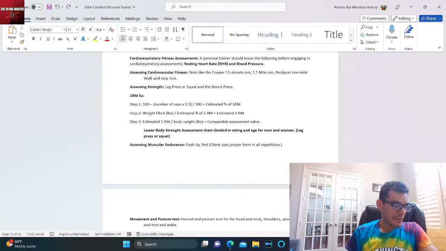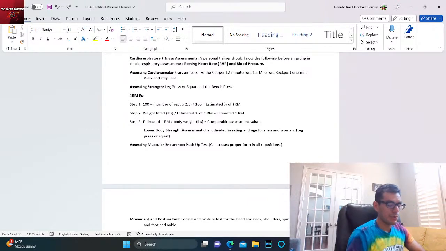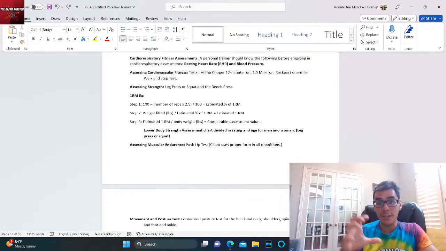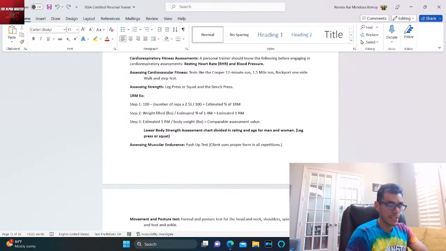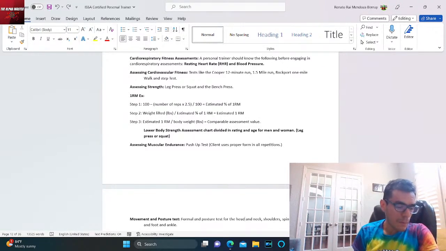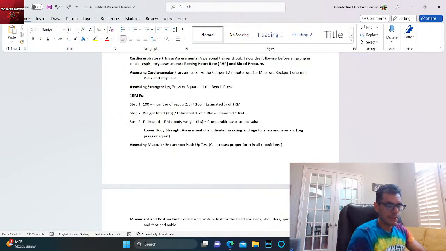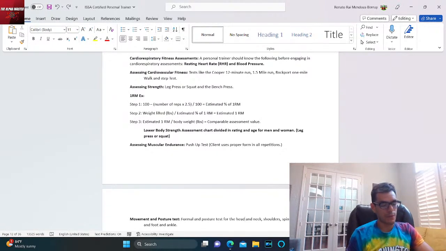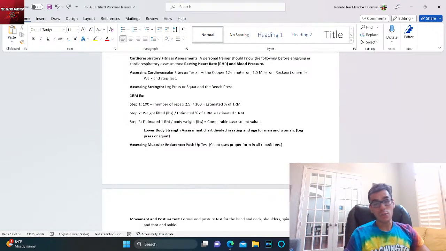From the one repetition max table for a 30 to 39-year-old woman, the average range is between 0.53 and 0.61. With a comparable assessment value of 0.54, she's in the average range of 0.53 to 0.61. You can always improve that number with work, but she's good for now.